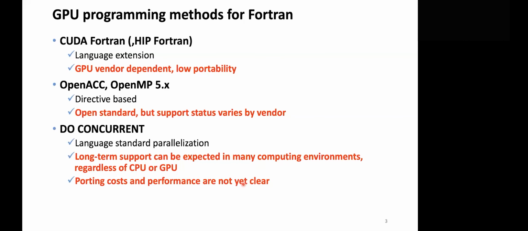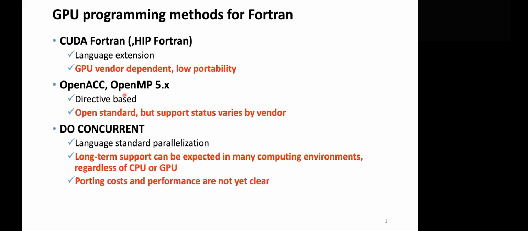There are several GPU porting methods for Fortran programs. CUDA Fortran is a language extension that can get the maximum performance of NVIDIA GPUs. It is currently only available for NVIDIA GPUs. AMD plans to provide HIP Fortran, but it is still under development.